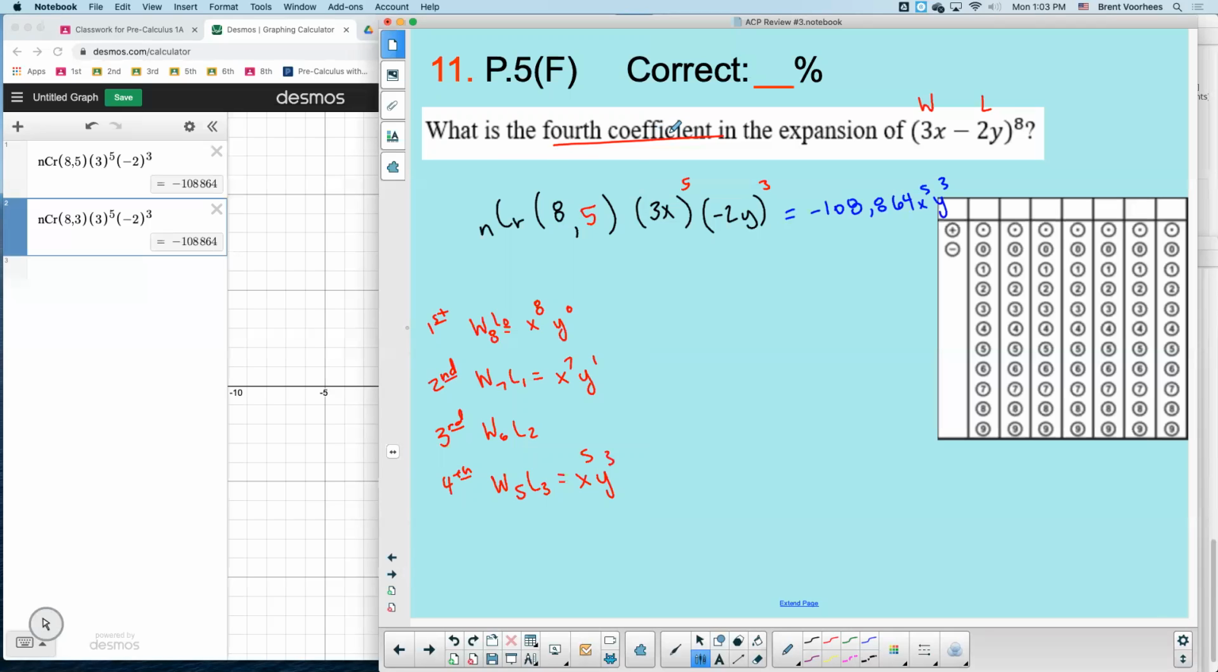This asks for just the coefficient, which means just the number. So for your answer over here, you would type in the number, negative 108,864. And that would be your answer there.